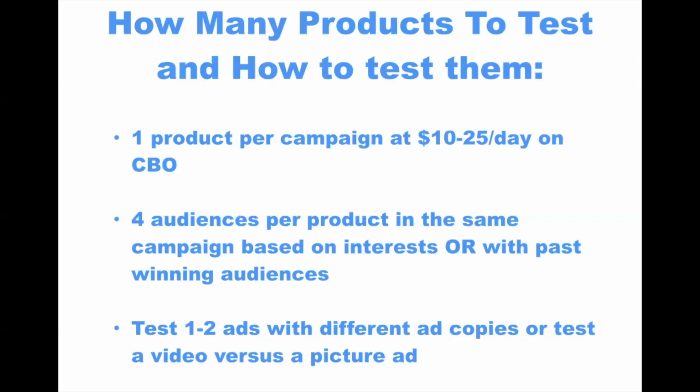And with past winning audiences, like if you have a lookalike that did well, a mailing list that did well before, or an old interest that did well, you can just use those in the new product that you're going to test. Test 1 to 2 ads with different ad copies, or test a video versus a picture ad. This is what we do personally. If we're going to test a new product, we take a video and a picture ad, both with the same ad copy. We're just testing video versus picture, pretty much.